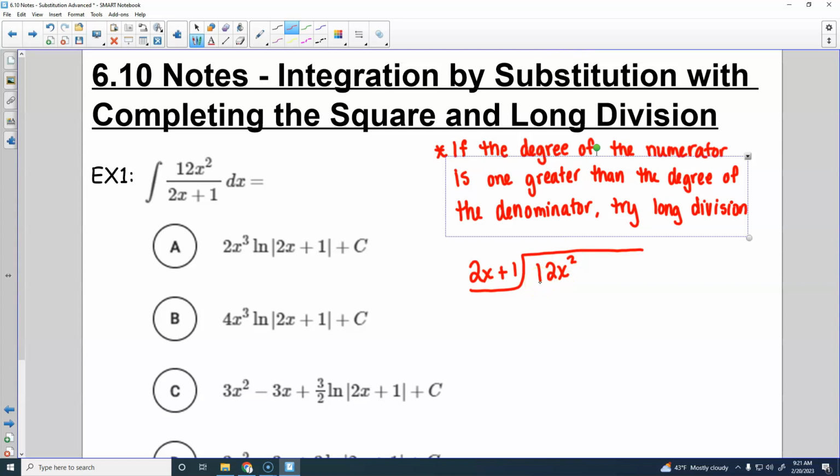Okay. So, if we do long division of polynomials, we're asking ourselves, what times 2x plus 1 would give me 12x squared? And so you're really thinking, what would I multiply by 2x to get 12x squared? So that would be 6x. Then I will multiply it. So 6x times 2x is 12x squared. 6x times 1 is going to be plus 6x.